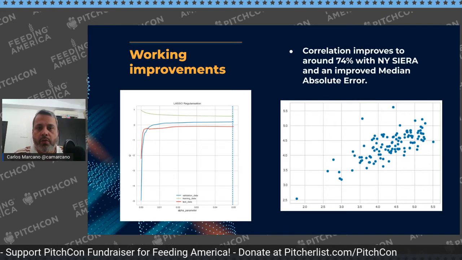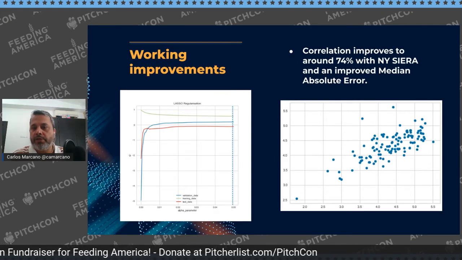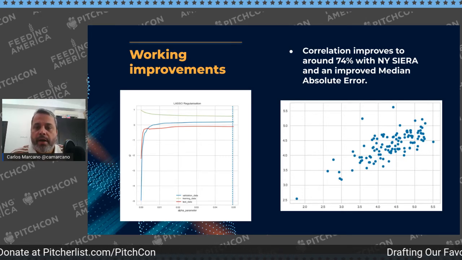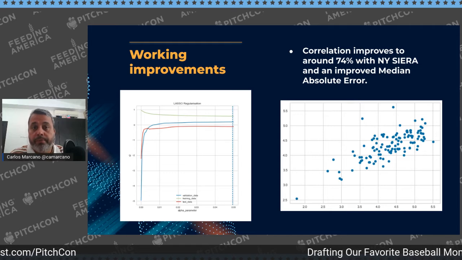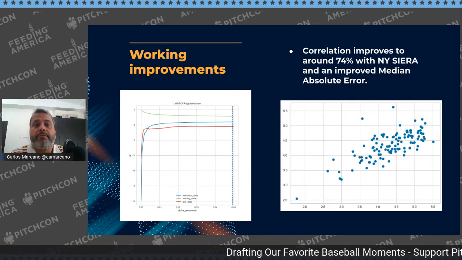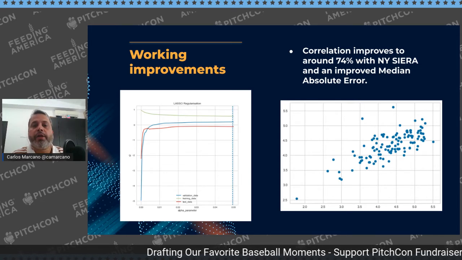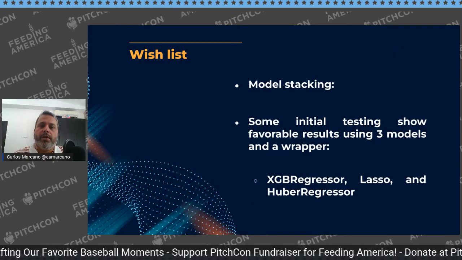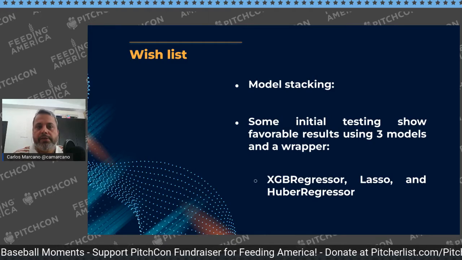I don't only want the correlation to improve. I also want the errors to get better and better, and that means to be smaller. And right off the bat, they are working like that, and it's very encouraging. What's in my wish list of things to do?